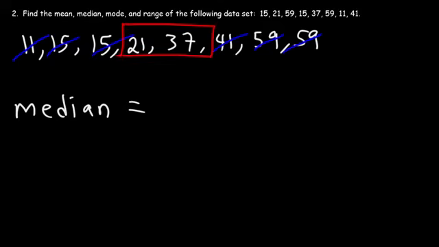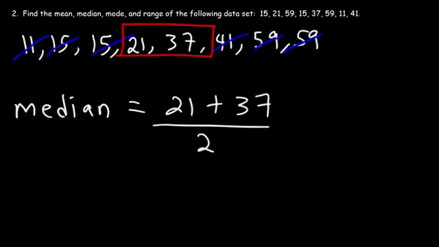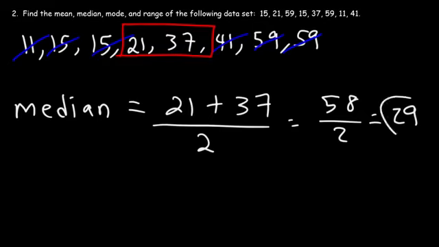So what should we do if we come across a situation like this? In this case, what you need to do is take the average of those two middle numbers. So you need to add them up and divide by 2. 21 plus 37 is 58. And if you divide it by 2, this gives you 29. So 29 is the median in this data set.